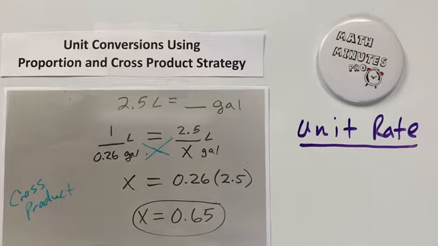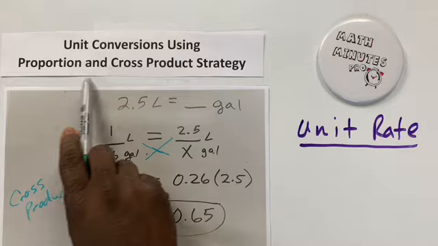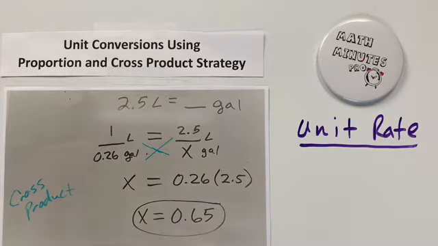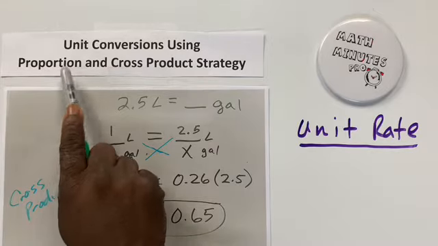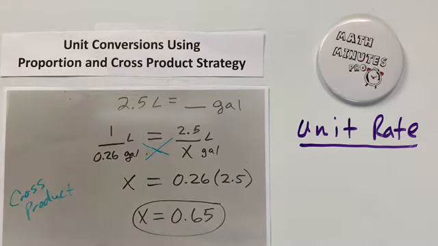Today we're going to deal with unit conversions, and we're going to use the proportion and cross product strategy to convert one unit to another. In this case, we are converting liters to gallons. And remember, we're going to set up a proportion and use the cross product strategy.